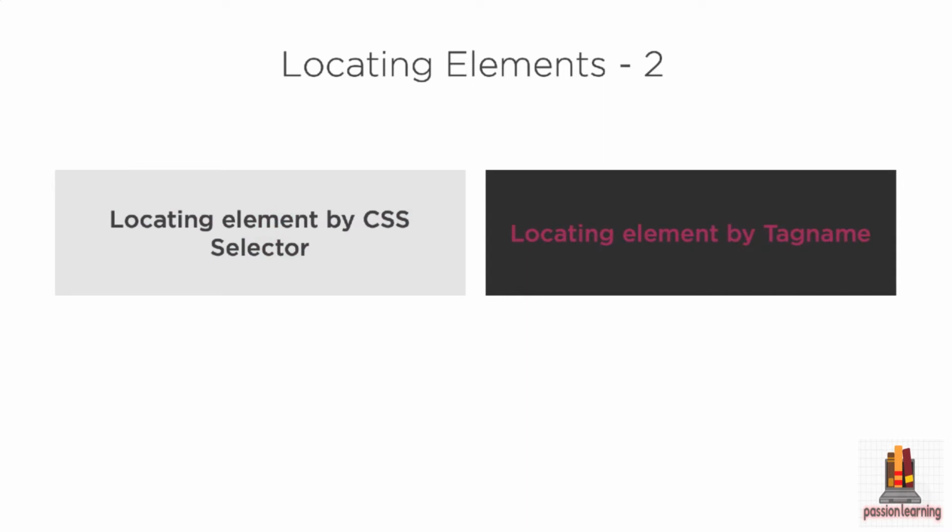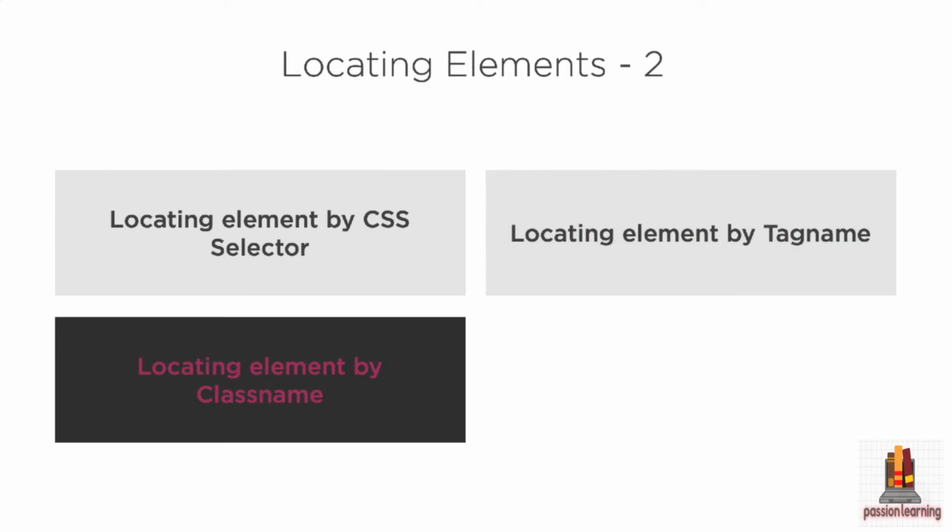Locating elements by tag name. As the title says, this method allows you to find a web element by specifying the tag name. Locating elements by class name. This method is used when you want to locate an element by class attribute name.